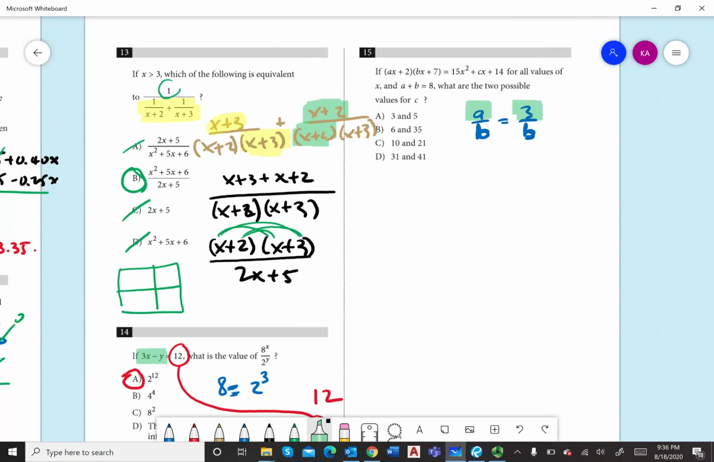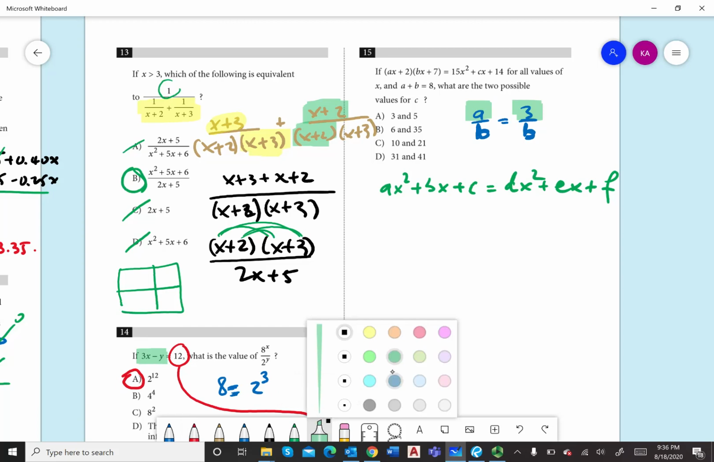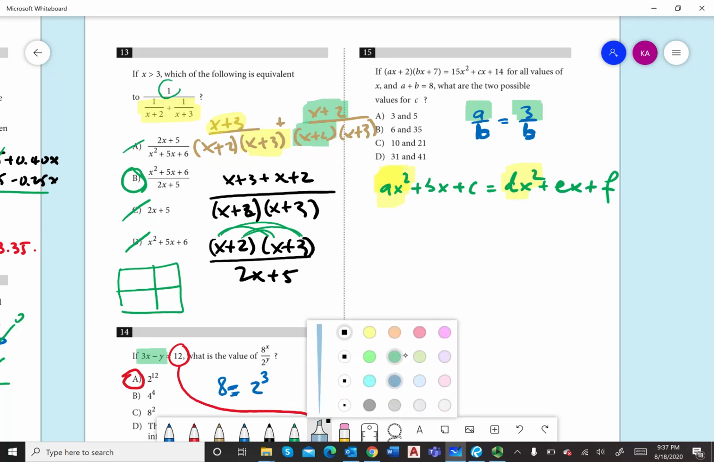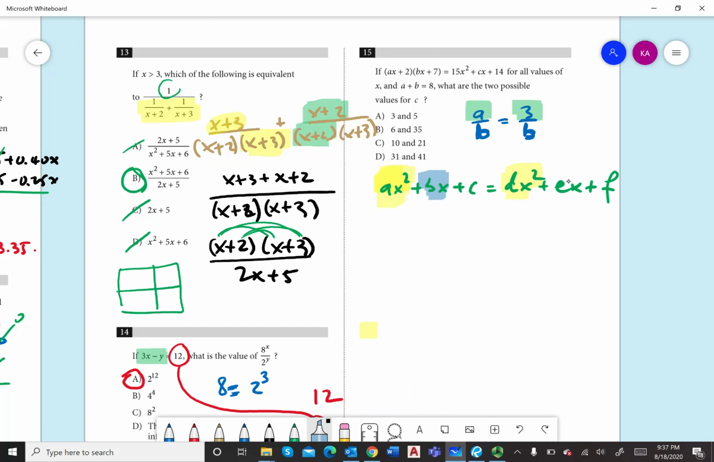Okay. So again, if we have ax squared plus bx plus c is equal to dx squared plus ex plus f, well, the only way these are going to be equal is if the like terms are the same, therefore their coefficients are the same. So here, bx would have to be ex.